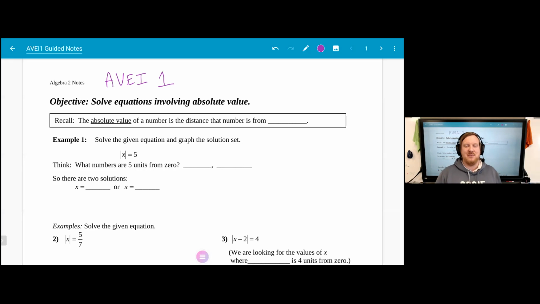Hey, Algebra 2, we have a little bit of absolute value stuff going on today. So let's go ahead and take a look at AVEI1, which is solving absolute value equations. We also got to create some stuff in there too. But let's take a look.